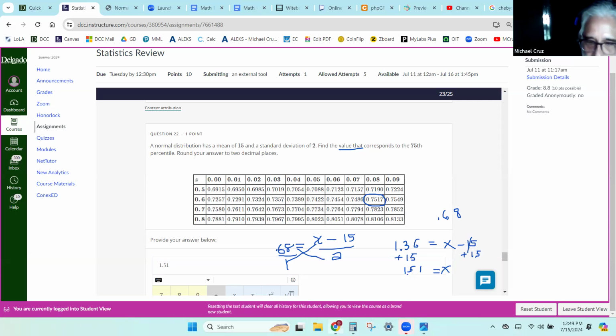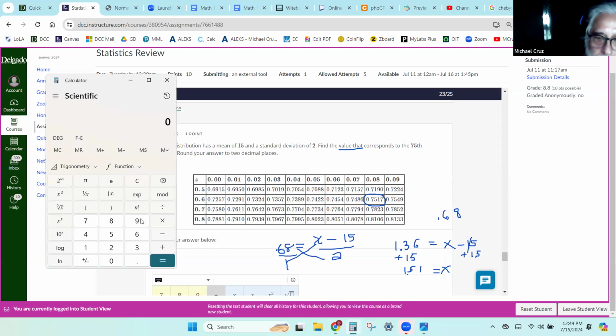All right. Let me double check this. So 1.36 is equal to x minus 15. Oh, I see what the problem is. 16.36. There we go. Sometimes I just want to get things through too quick, and I don't finish them. So that's probably what happened. That's what happened here. Twice.